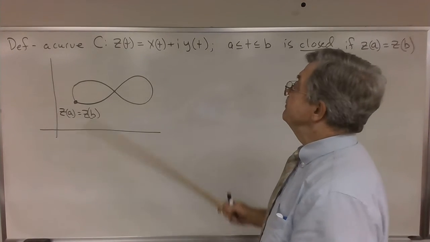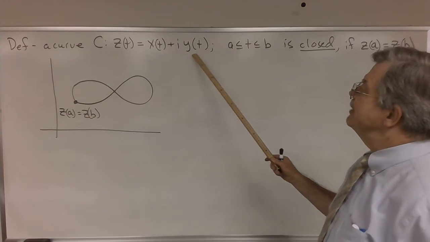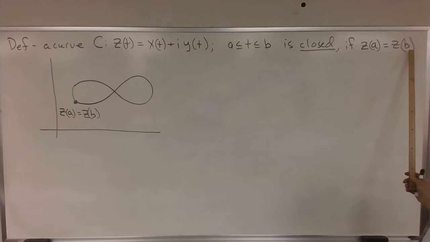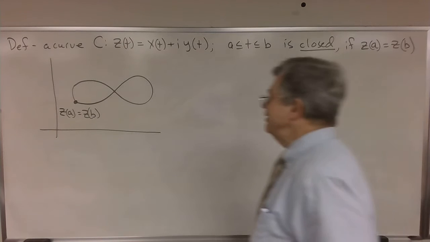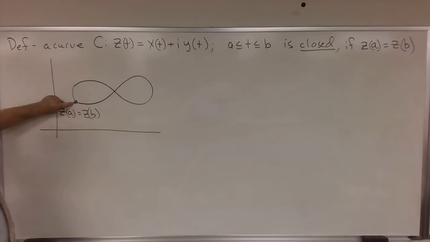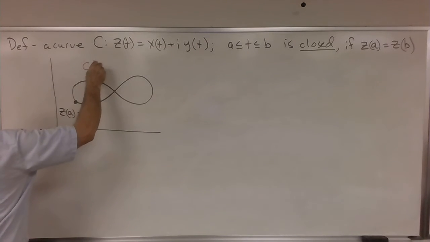A curve, C, z of t equals x of t plus i y of t, is closed if z of a equals z of b. In other words, it's closed if the starting point and the ending point are one and the same thing. So this particular curve is closed.